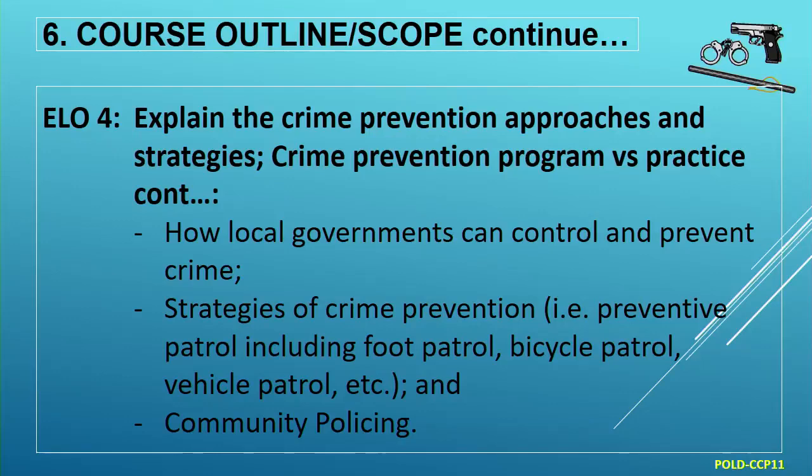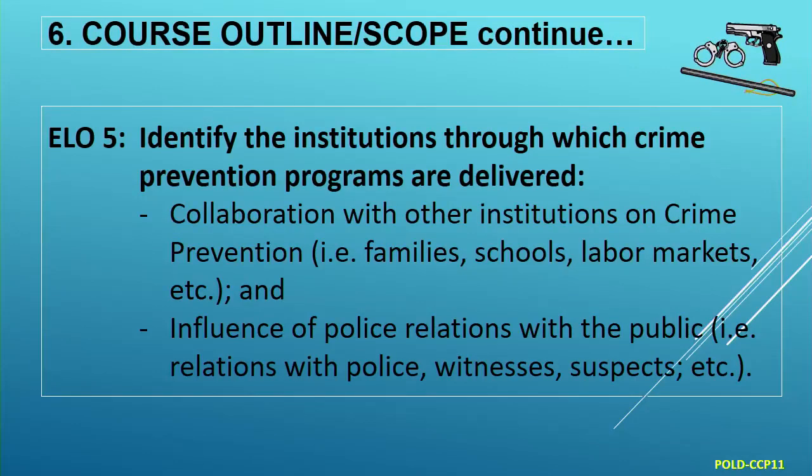Strategies of crime prevention. For example, preventative patrol, including foot patrol, bicycle patrols, and community policing. Number 5, identify the institutions through which crime prevention programs are delivered. For example, collaboration with other institutions on crime prevention, for example, families, schools, labor markets, etc. Influence of police relations with the public, relations with police, witnesses, suspects should be studied.